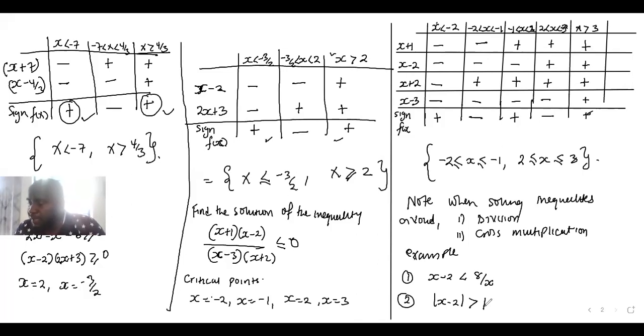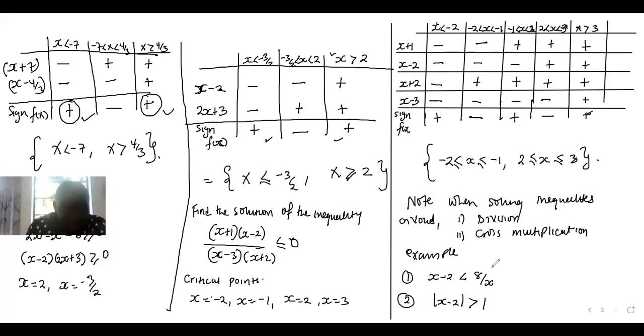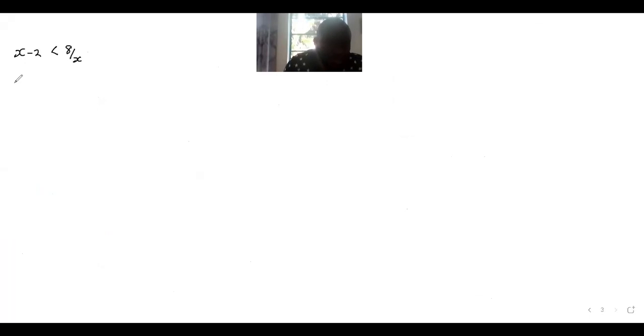So the first one, we are having x minus 2 is less than 8 over x. And I've said you should avoid cross multiplication. So what do you do? You collect like terms and simplify. So now you are able to simplify the fraction and the whole number and realize x squared minus 2x minus 8, all over x, is less than 0.